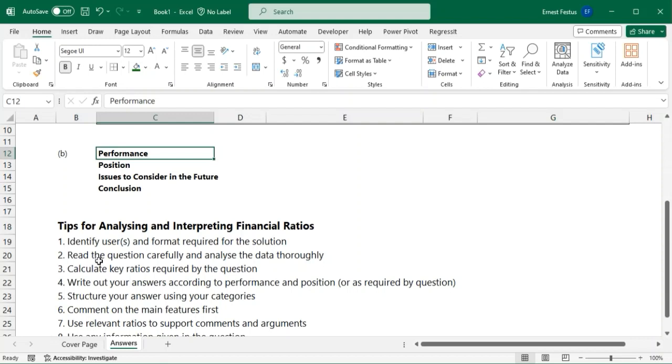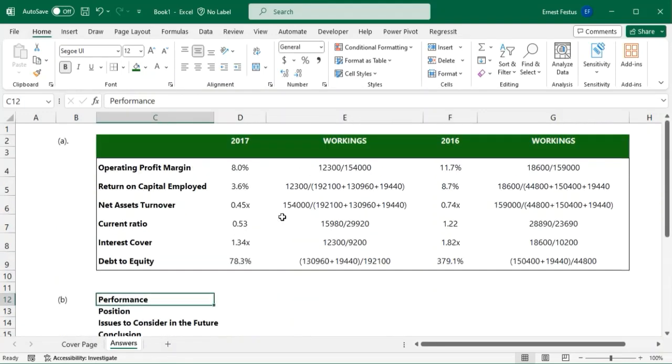So we have the categories for the ratio. First we have identified which users. Here, the users are general. They haven't mentioned any user specifically in the question, so it is an open-ended question. So you analyze it in general. You are not going to tailor your analysis to any user of the financial statements.